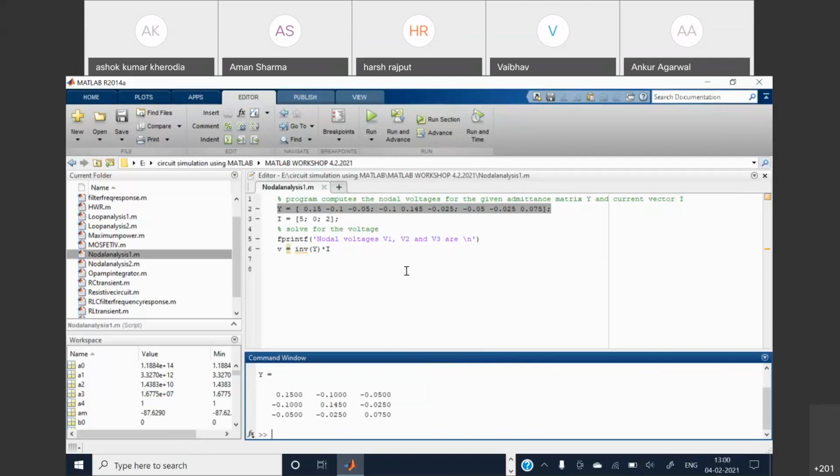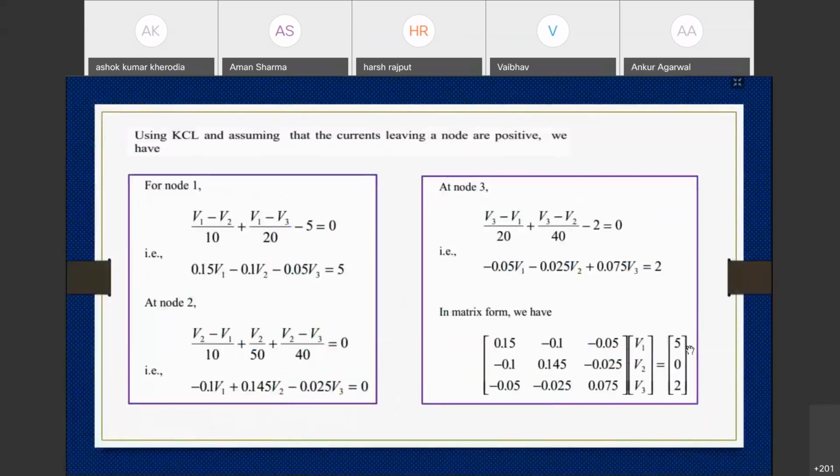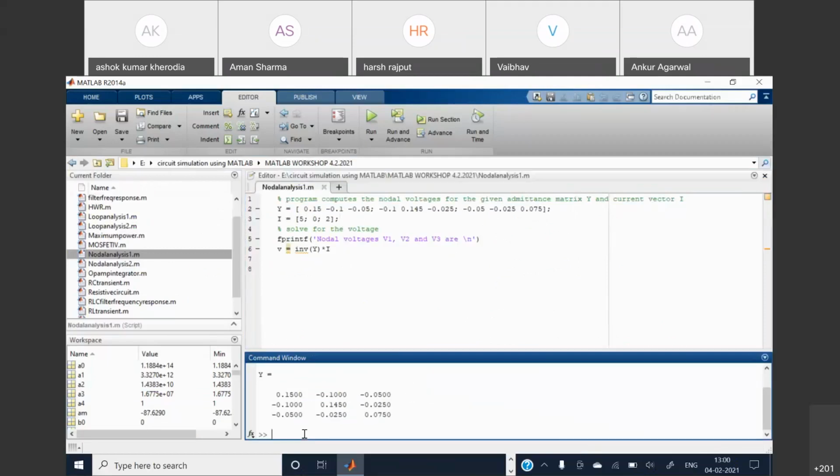Okay, so this is the matrix. Now, similarly, I entered the current, which was 5, 0, and 2. If I write here, I'll get the same thing. And then I want to print. For that, I'm using this fprintf. You can use help and fprintf again. You'll get the details.